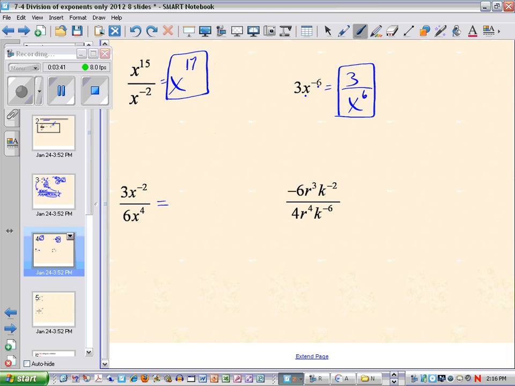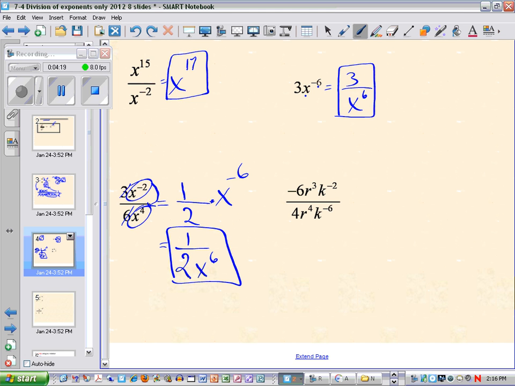Here, we've got 1/2. Then we have x to the negative 2 over x to the 4th. So keep the same base, subtract the exponents. Negative 2 minus 4 would be negative 6. x to the negative 6th. But we know what's going to happen with the negative exponent. It's going to cause them to flip positions and end up in the denominator. So that's really 1 over 2, and then x to the 6th goes to the denominator because of the negative exponent.